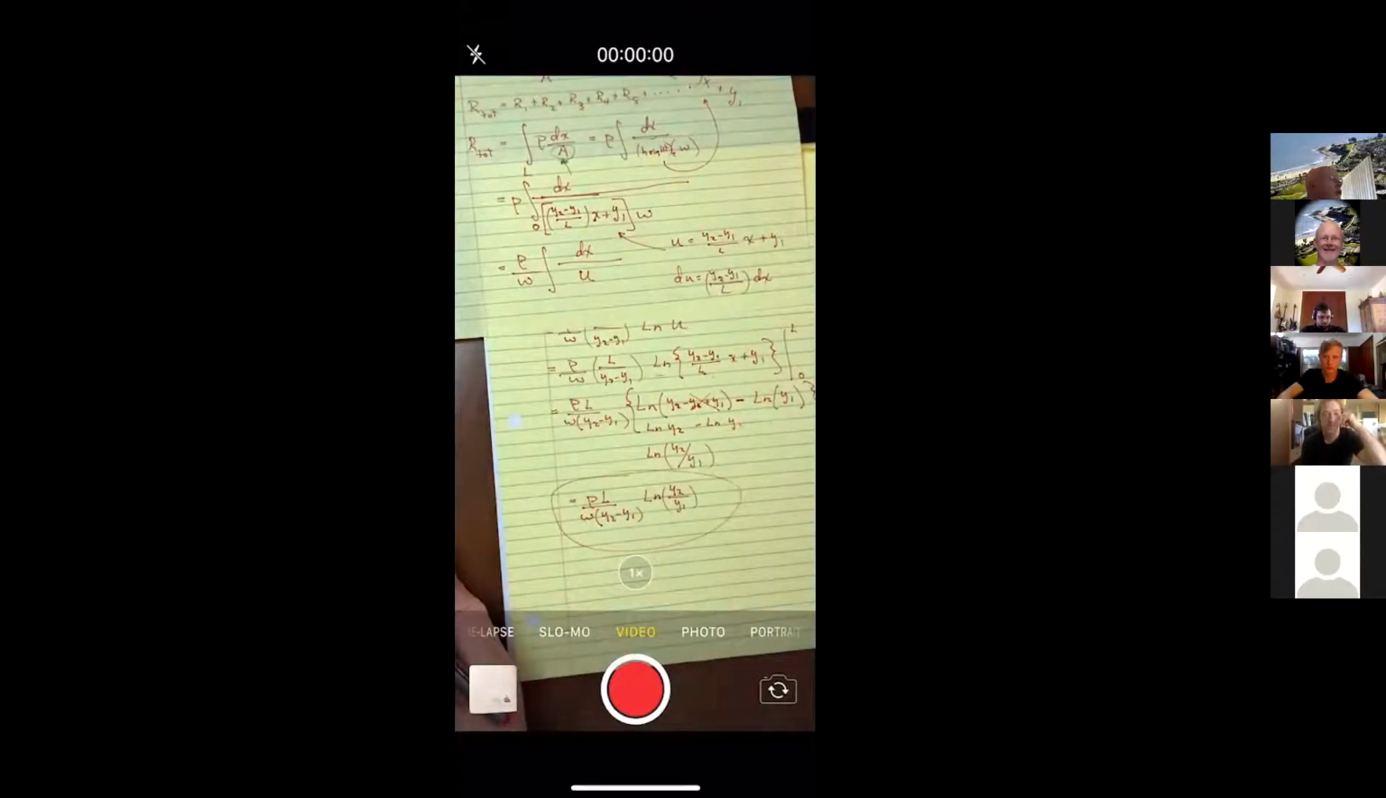Show that the resistance is, and let's see, what do they have? They got ln, y2, y1. They got an L, they got a rho. Yep, good. That matches.